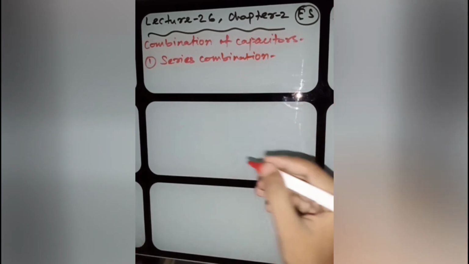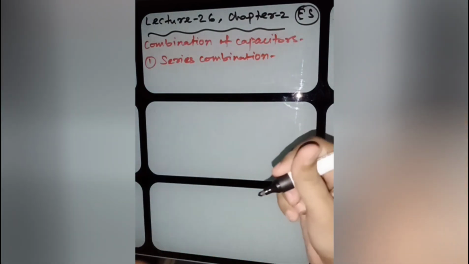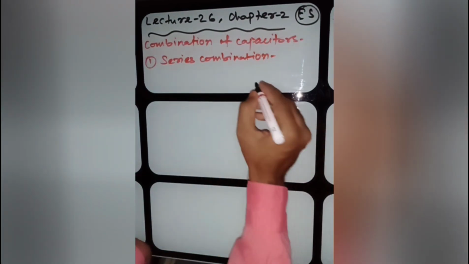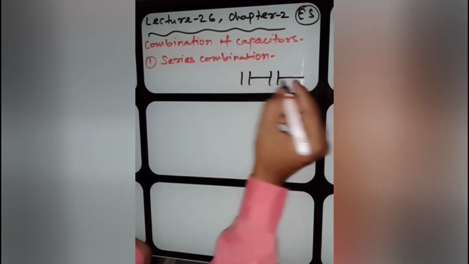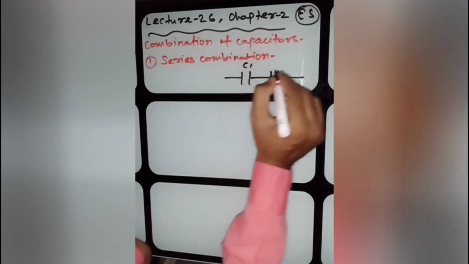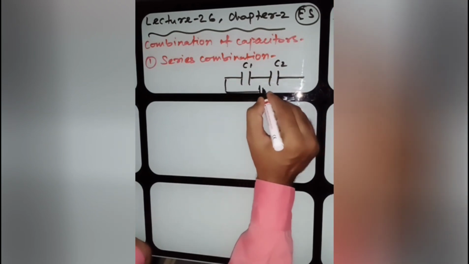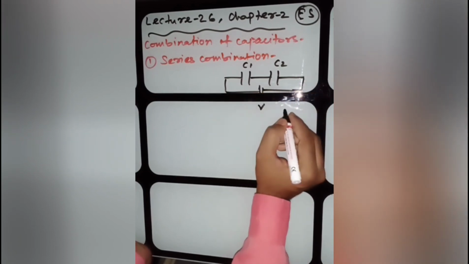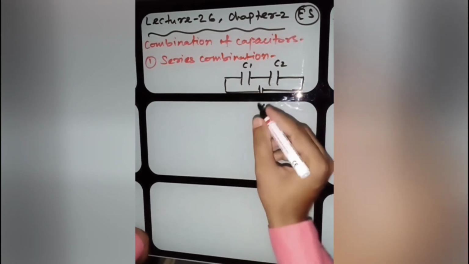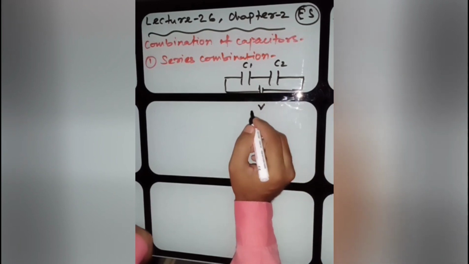I'm drawing the circuit here. We are taking a simple circuit of two capacitors, C1 and C2. We have connected these two capacitors to a battery of potential V. Okay, my dear students, if the two capacitors are connected to potential V, what will happen?